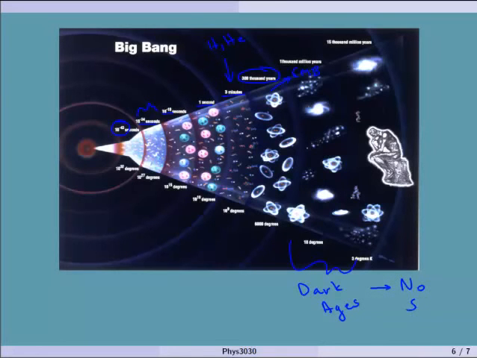So there's no stars yet because we haven't had enough gravitational collapse to get everything hot enough again to give us stars.